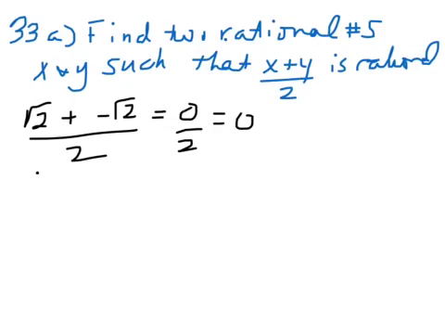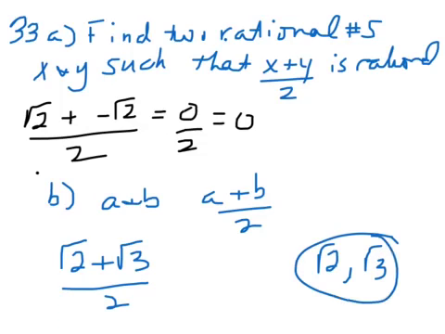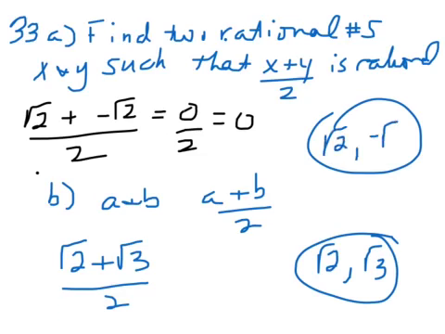And then the B part says for us to find two irrational numbers, A and B, such that A plus B is irrational. That one is pretty easy. You could pick pretty much any two irrational numbers. Let's say square root of 2 and square root of 3. If you add those up, I can't simplify that. That's still an irrational number. So these numbers could be like square root of 2, square root of 3. You could have picked any two irrational numbers. Up here, you would need to pick a number and its opposite, and that would work.